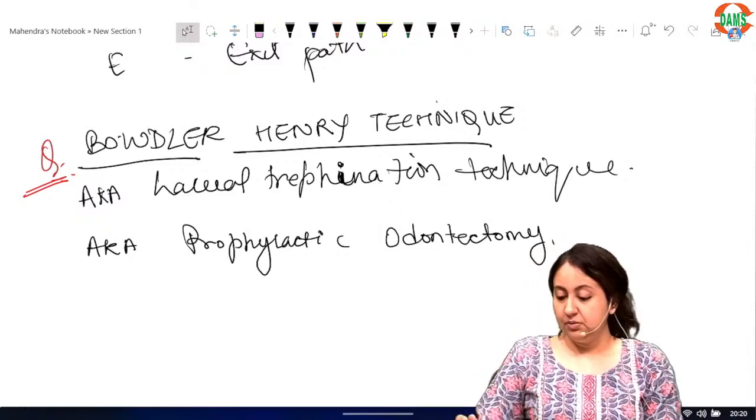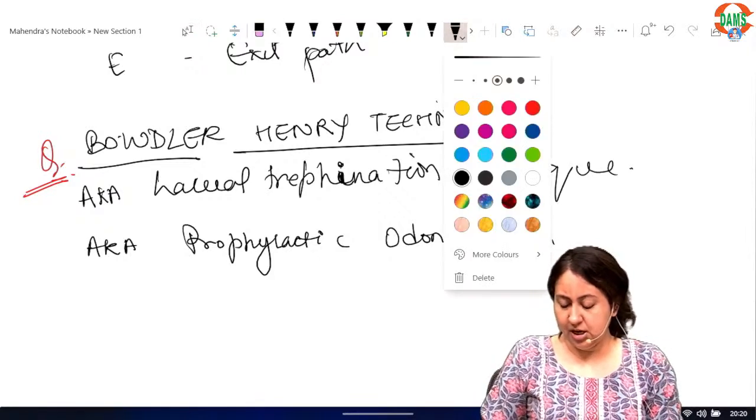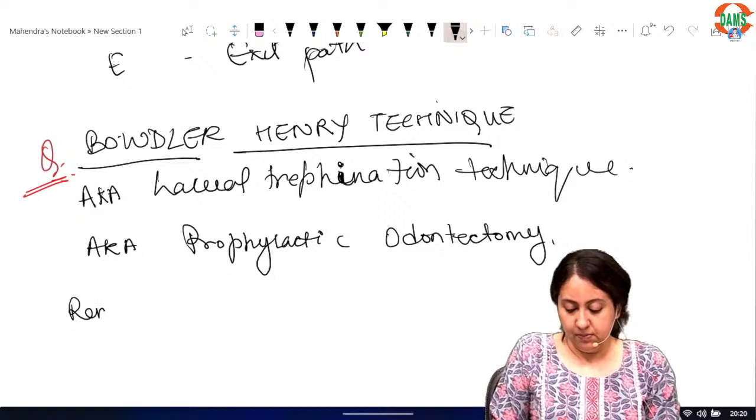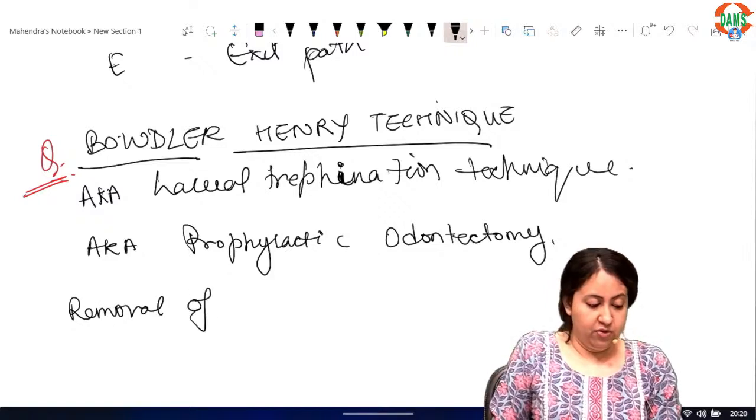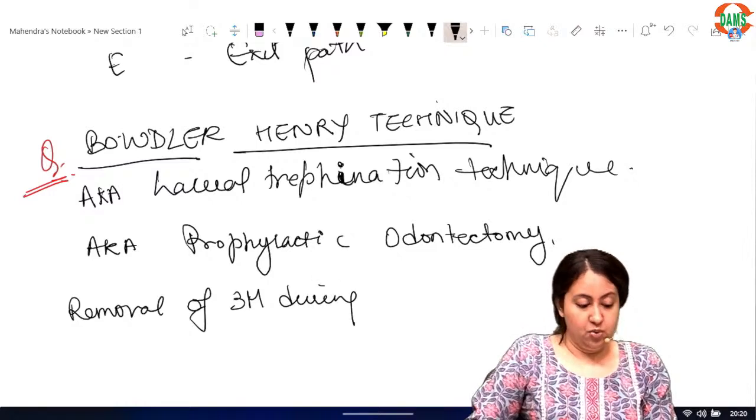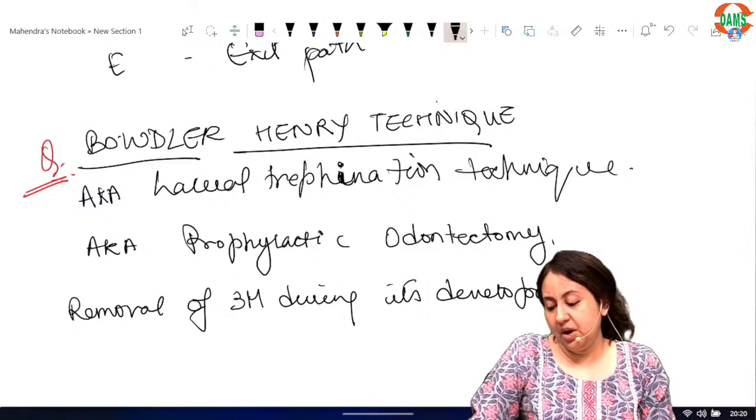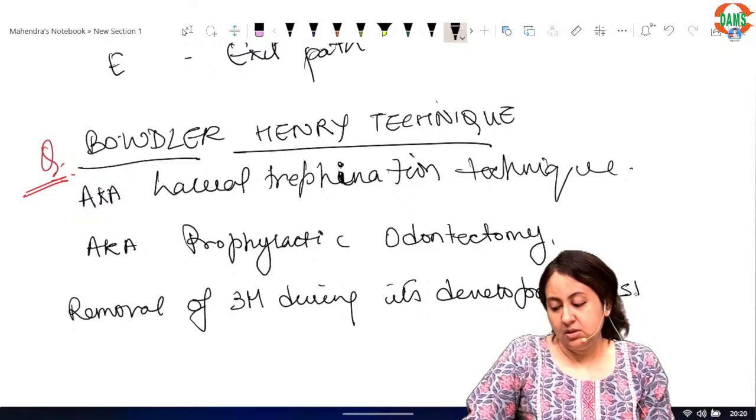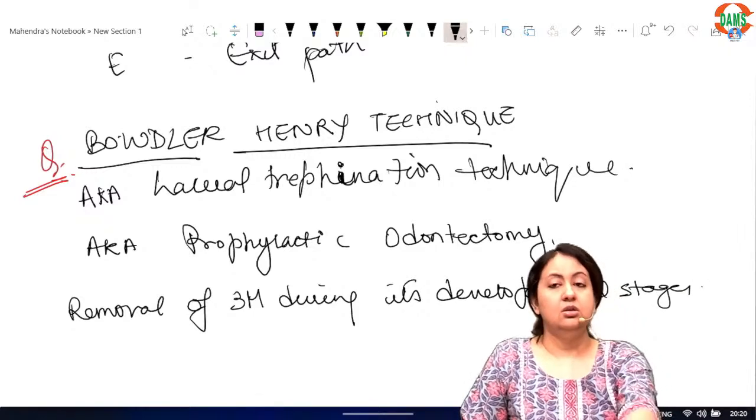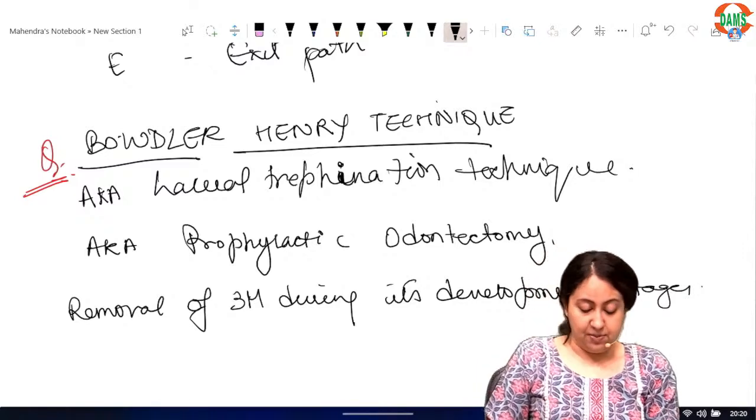Now, please write down, there are just 2 points. The 2 points are removal of third molar during its developmental stage. Removal of third molar during its developmental stage.